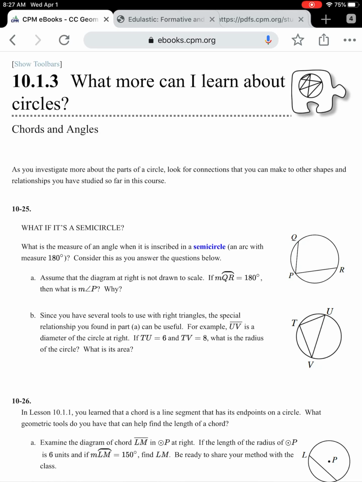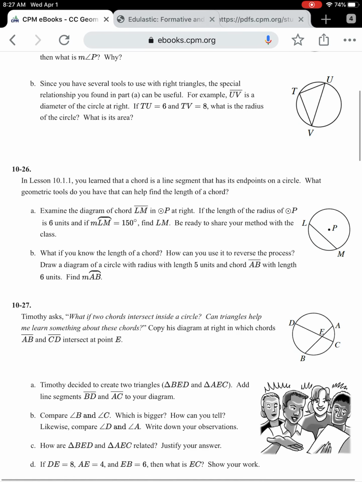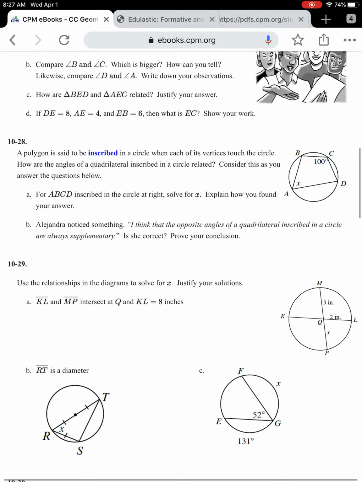We'll look at a special circumstance where we have an inscribed angle that's opening up to a semicircle. We'll explore how to work with a chord and knowing the radius of a circle. We'll look at two intersecting chords within a circle and see if there's any relationship there. And then we'll also introduce what it means to be an inscribed polygon. So those are the key topics covered in this lesson, along with good practice at the end.